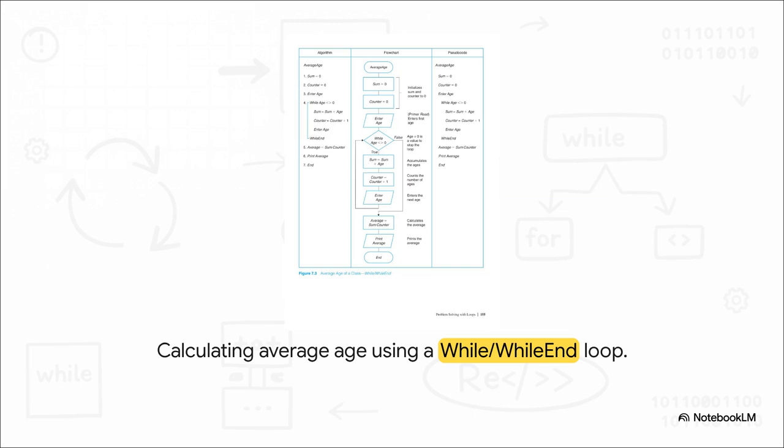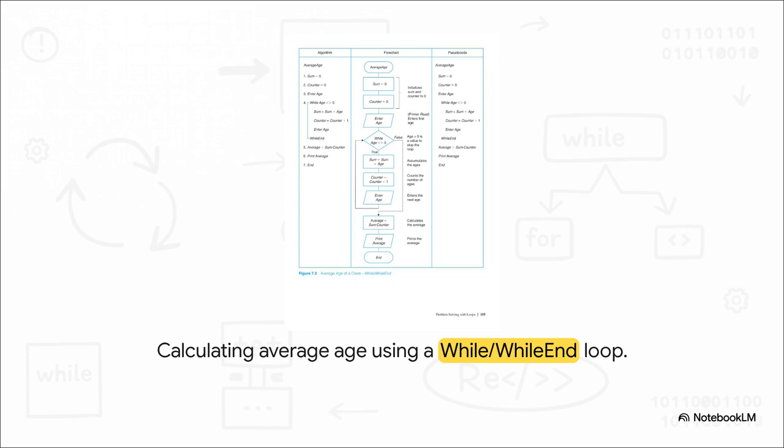Let's trace how this works in a real-world scenario, like calculating the average age of a class. Notice that there's a crucial primer read step right before the loop even begins. This gives the loop a valid value to actually test the very first time it hits that decision point. Inside the loop, we accumulate the ages and increment our counter. Then, right at the bottom of the loop, there's another read instruction to get the next student's data. After that, the logic flows right back up to the top to be tested again with that newly entered value.